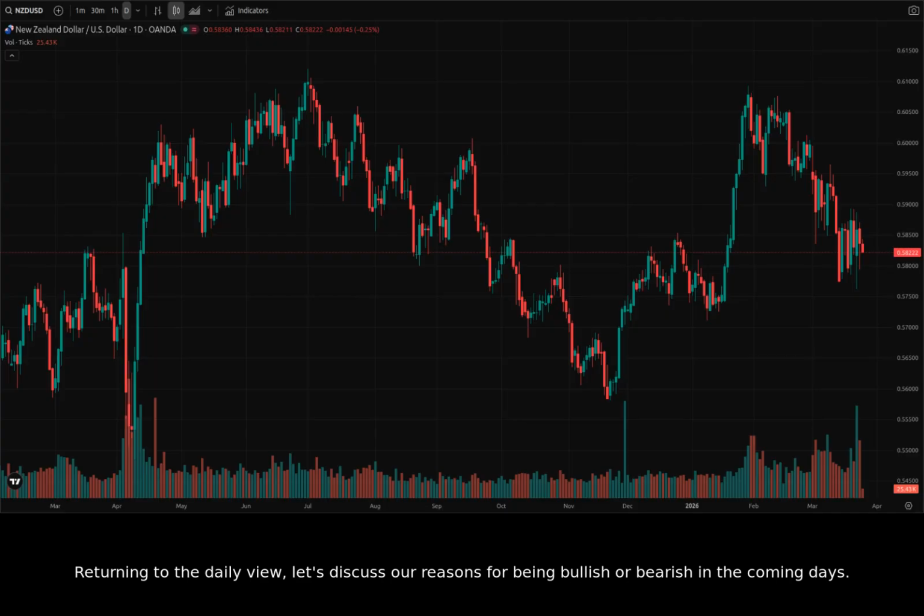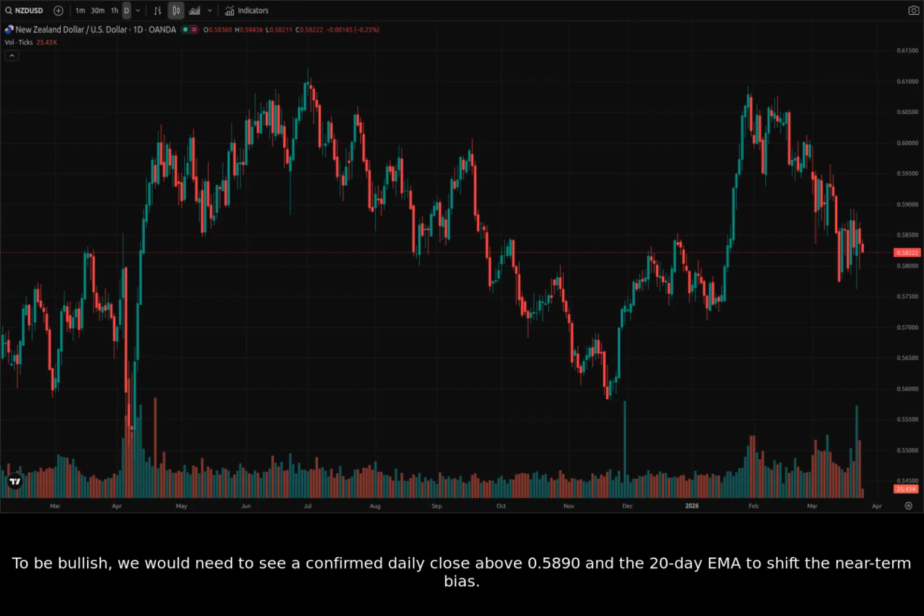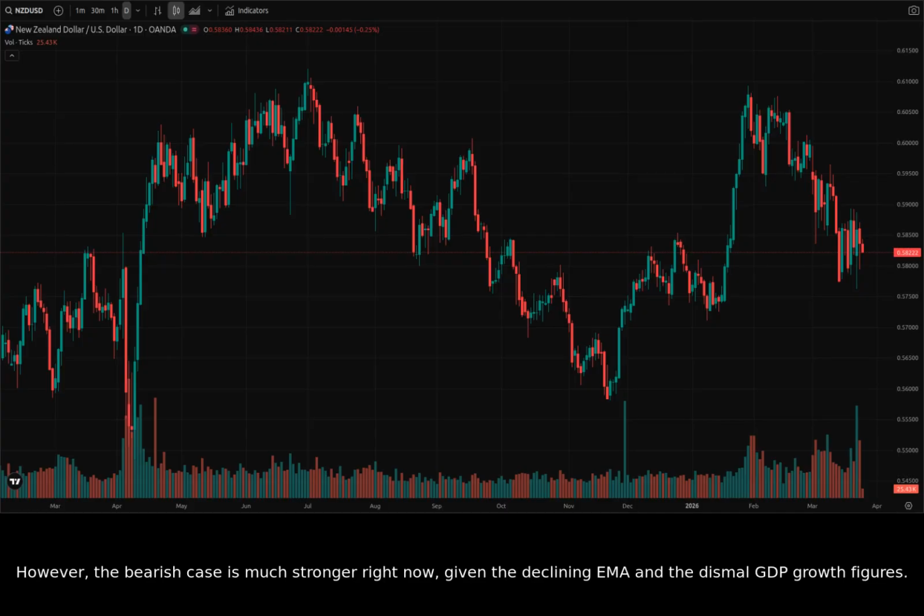Returning to the daily view, let's discuss our reasons for being bullish or bearish in the coming days. To be bullish, we would need to see a confirmed daily close above 0.5890 and the 20-day EMA to shift the near-term bias. A move above 0.5930 would be even more significant, potentially signaling a recovery toward the 0.6075 level over the next year. However, the bearish case is much stronger right now, given the declining EMA and the dismal GDP growth figures.